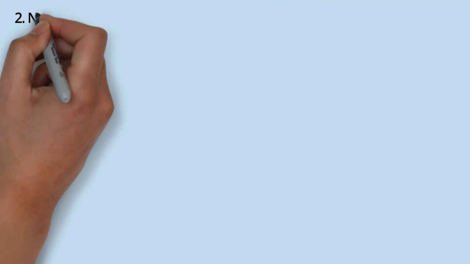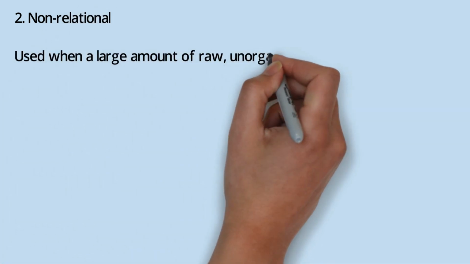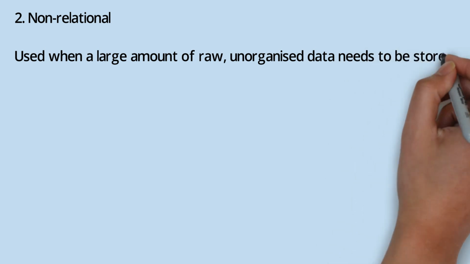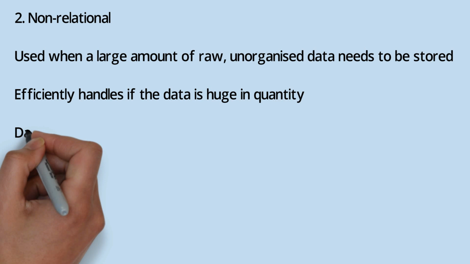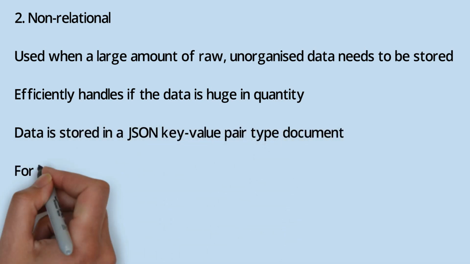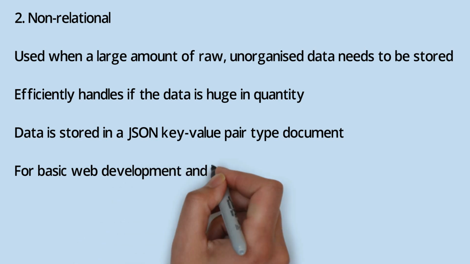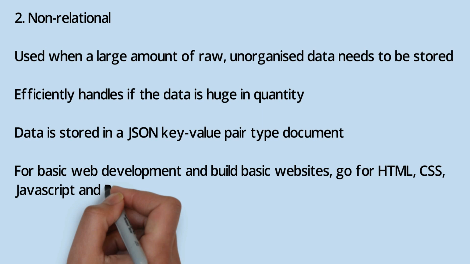Non-relational. Example, MongoDB. MongoDB is used when a large amount of raw, unorganized data needs to be stored. For millions of products and user data, the data cannot always be organized beautifully, in which case MongoDB efficiently handles the data. The data in MongoDB is stored in a JSON key value pair type document.